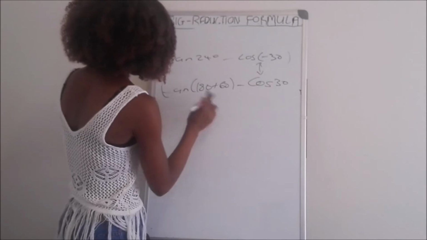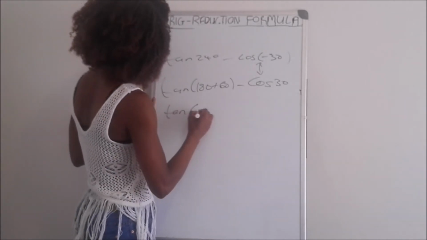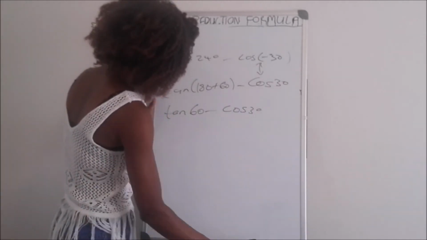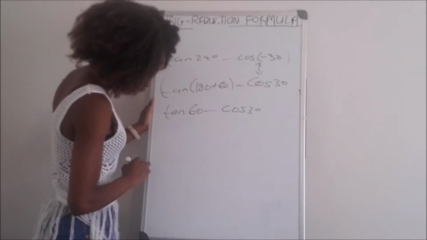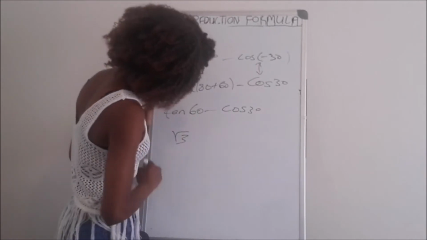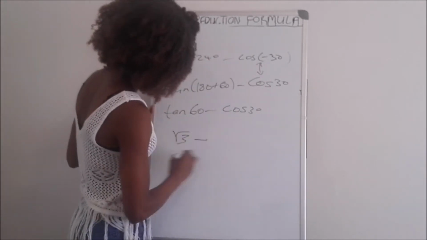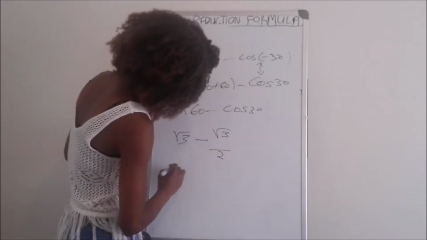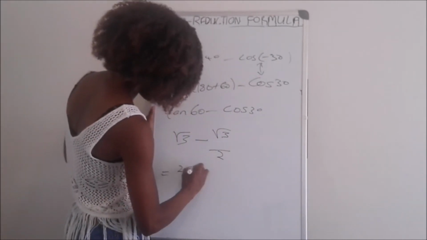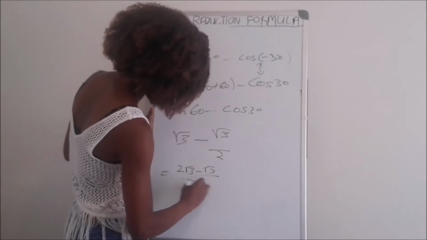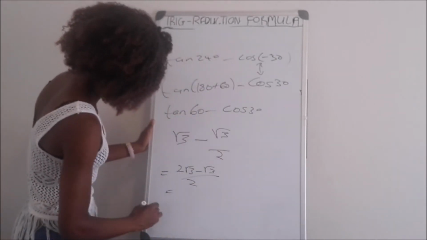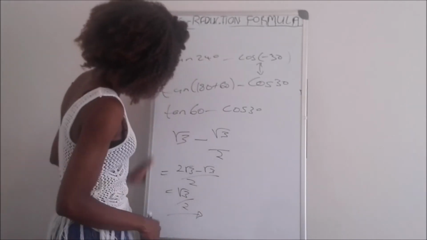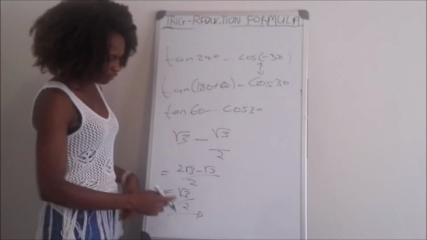Alright, from here, tan of 180 plus 60 gives us tan of 60, minus cos of 30. Tan of 60, according to special angles, is equal to root 3, and cos of 30 according to special angles is equal to root 3 over 2. Then we're going to have 2 root 3 minus root 3, divided by 2, which will equal root 3 over 2. The answer for this question is root 3 over 2.